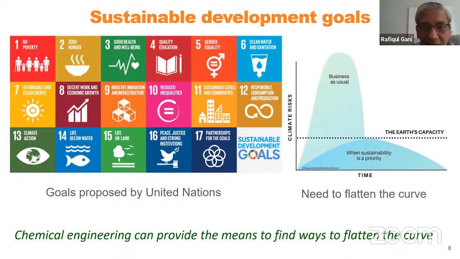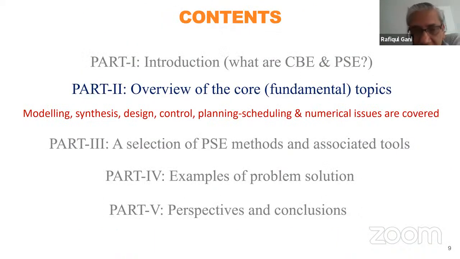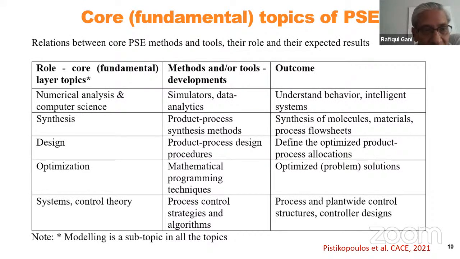So with this background, I will go and discuss part 2, which is an overview of the core fundamental topics of PSE. And these are in the first column on the left-hand side, the 5 items: numerical analysis, computer science, synthesis, design, optimization, systems, and control theory. All of these are actually related to modeling, or modeling is a subtopic in all of them. So we have not put modeling as a separate item, but modeling applies everywhere. And so it's a very important thing in process systems engineering.